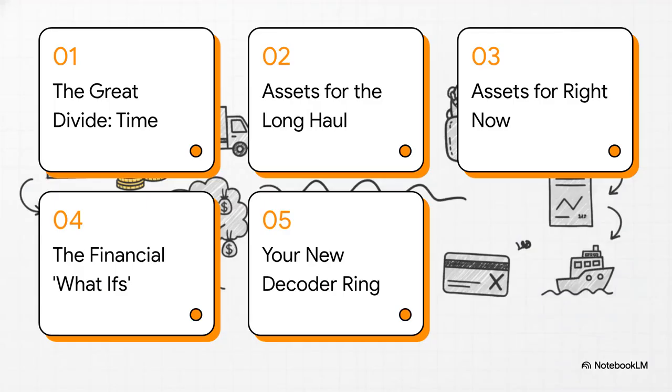All right, so here's our game plan. First, we're going to look at the single most important rule that organizes everything. Then, we'll dive into the two main kinds of assets: the ones for the long haul and the ones for right now. We're even going to uncover some of those sneaky financial what-ifs that are hiding in the footnotes, and by the end, you'll have a brand new decoder ring to make sense of all of it.